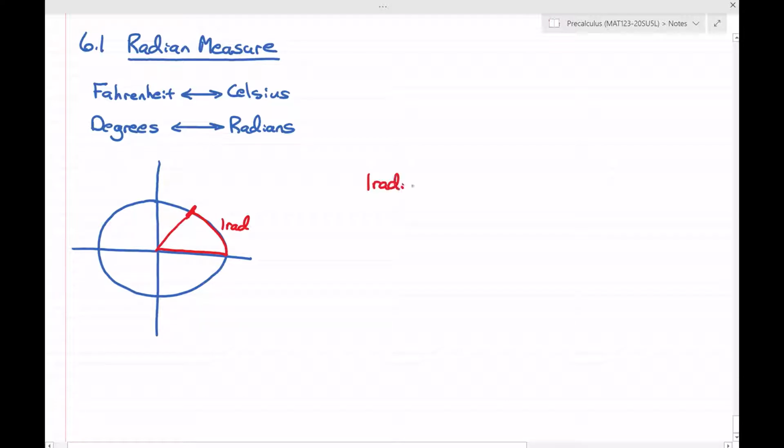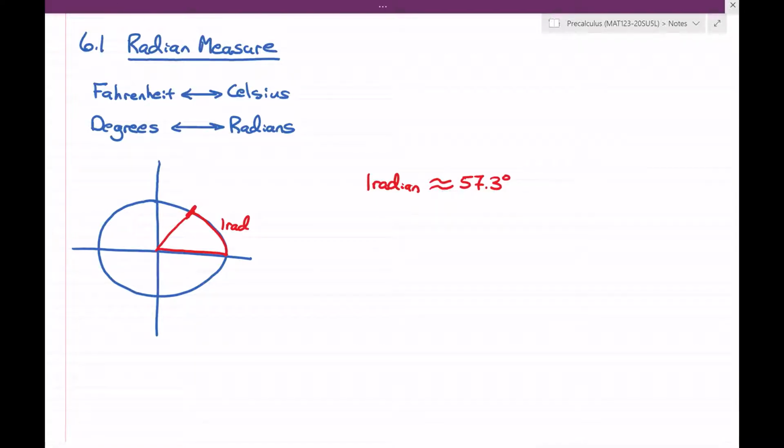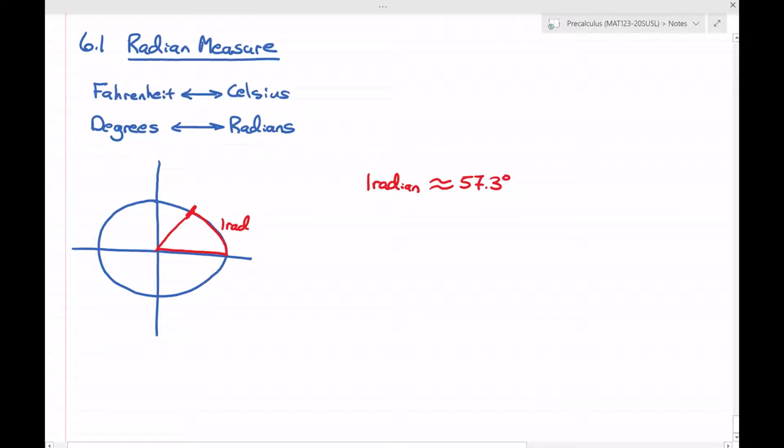1 radian is about equal to 57.3 degrees. If I were to wrap another radius around the outside of the circle, it might get to be like this far. That would be how far having 1 radius plus another radius is. So 2 radians would be that angle. And if we double that, that's 114.6 degrees.